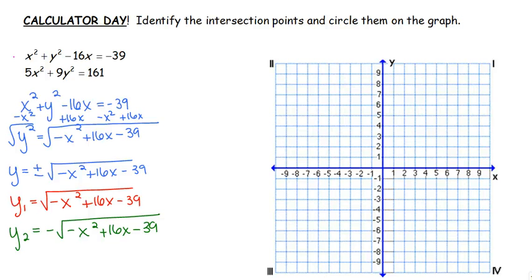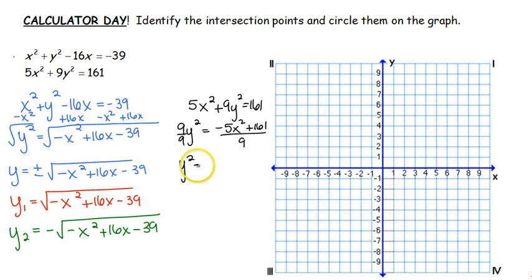Let's go over to our second equation. 5x squared plus 9y squared is equal to 161. Again, we want to move the x's over, so we've got 9y squared is equal to negative 5x squared plus 161. Divide everything by 9. Now we're not talking about lowest terms, and we're not having to worry about simplifying everything, so you can just leave it divided by 9. So y squared is equal to negative 5x squared plus 161 over 9.